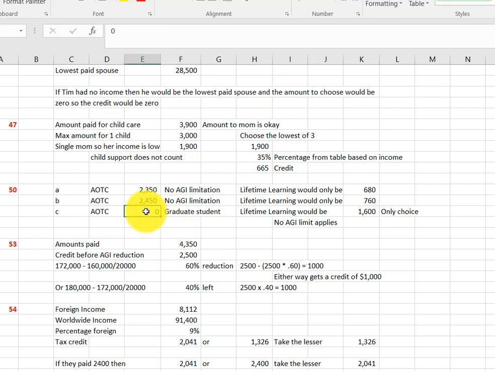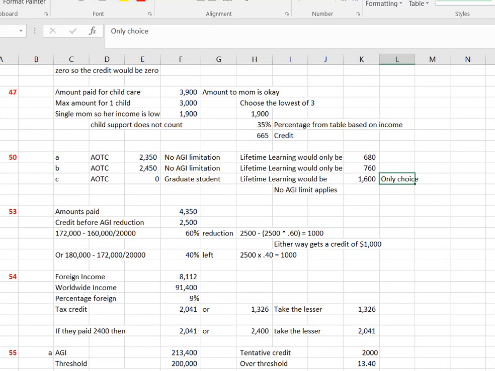Now on C, we're into a situation where the AOTC cannot apply because this is a graduate student. They've used up their 4 years of the American Opportunity Tax Credit. So now only the Lifetime Learning Credit would be available. 20% of the $8,000 would be $1,600, not over the AGI limit, so we're good. That really is the only choice for that one to get some credit. Obviously not as good as it would have been with the AOTC.